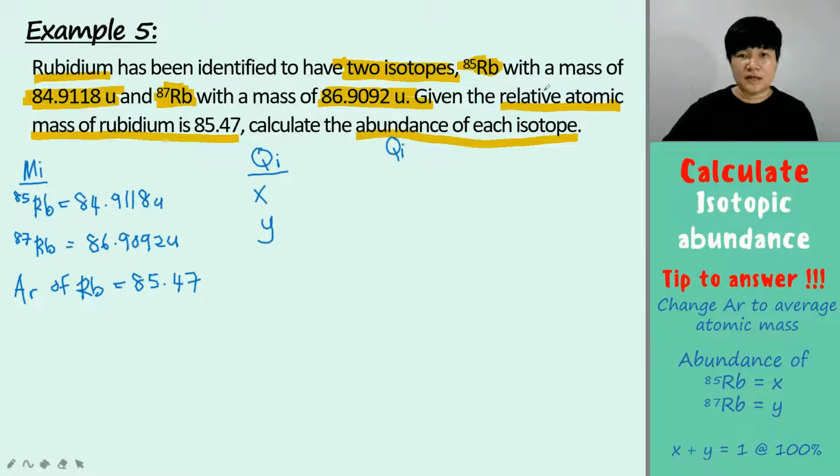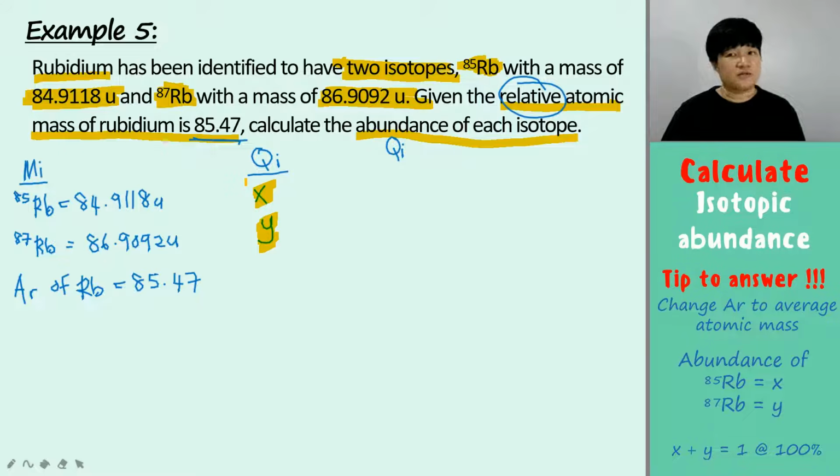So you know that that is your relative atomic mass because there is no unit. The question is asking for X and Y. It's not necessary to use X and Y. You can use AB, you can use PQ, it doesn't matter. So put down unknown for the isotopic abundance of the rubidium-85 and the rubidium-87. So that is my unknown X and Y.